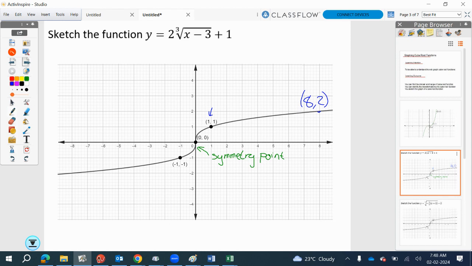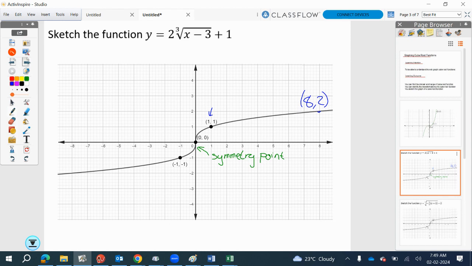So we can use these points to help us with our transformation. What transformations do we have? Thank you for correcting that. Vertical translation, one unit up. Which order will they occur in? First would be order of operations. First one's in the radical. So first the horizontal shift, 3 units right.